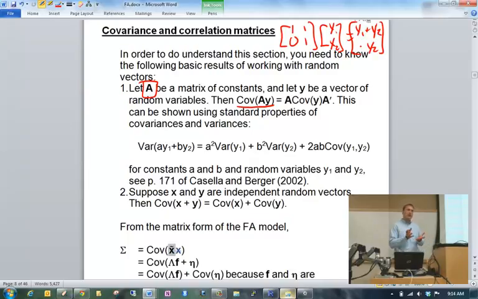There's a nice little shortcut if you want to find the covariance of A times y. You can simply take this A, bring it out in front, and also put it in the back, but transposed. So the covariance of A times y is A times the covariance of y times A transpose. Don't worry about a proof of that. That will be handled in a mathematical statistics class, or also in a Stat 970 linear models class.